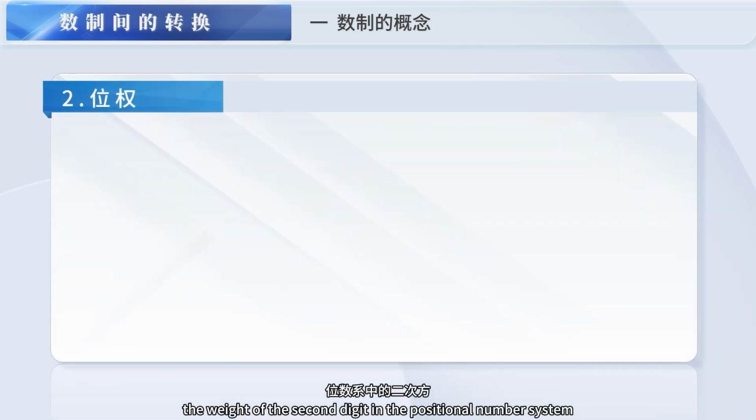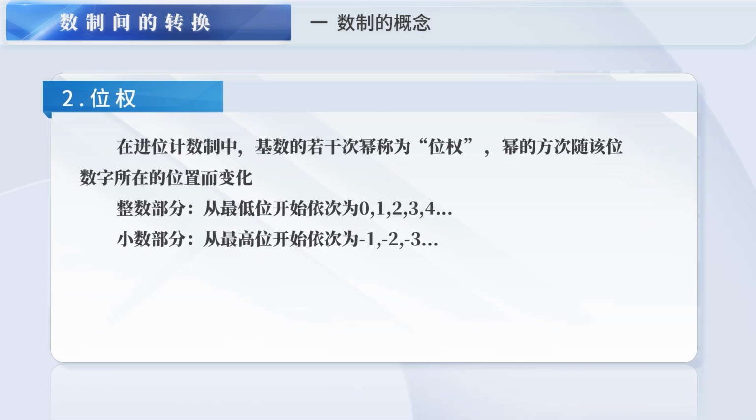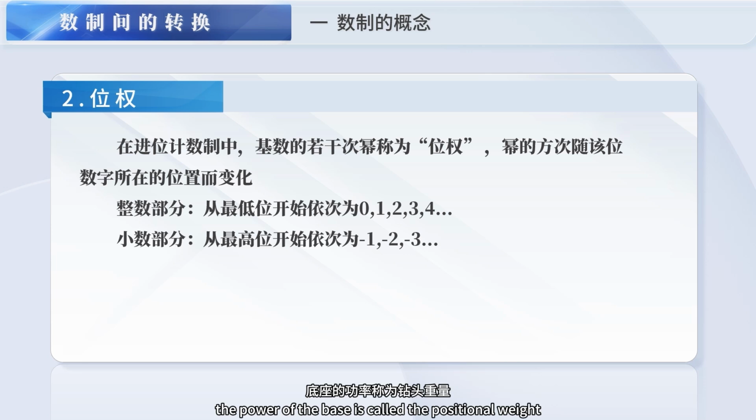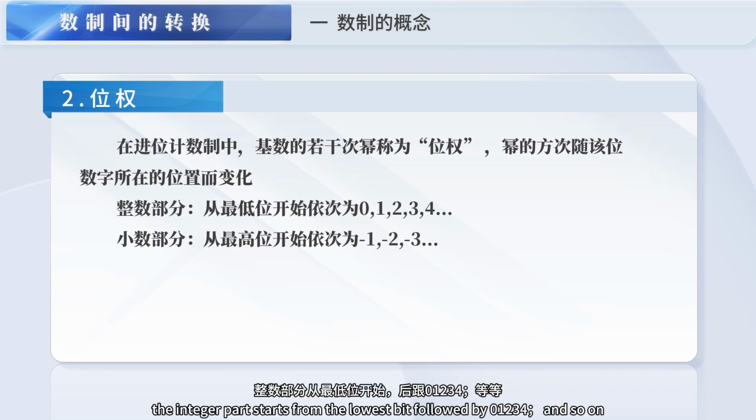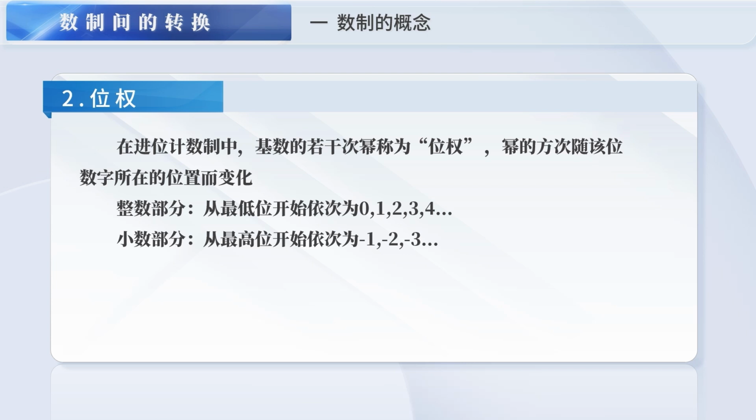2. The weight of each digit in the positional number system. The power of the base is called the positional weight. The power of the base changes with the position of the digit. The integer part starts from the lowest bit, followed by 0, 1, 2, 3, and so on. The decimal part starts from the highest digit, followed by -1, -2, -3, and so on.